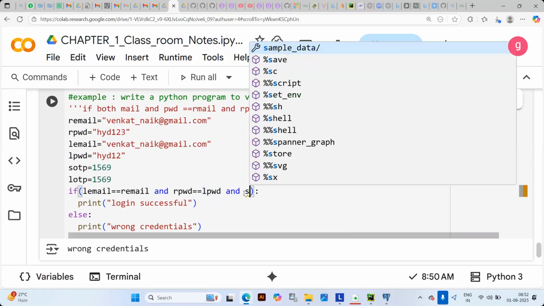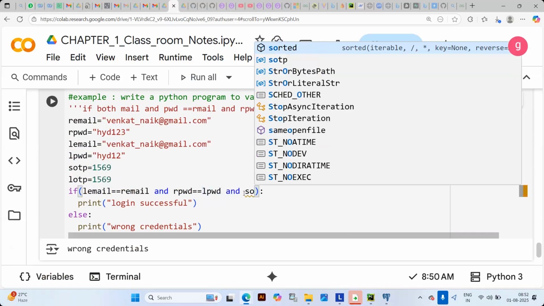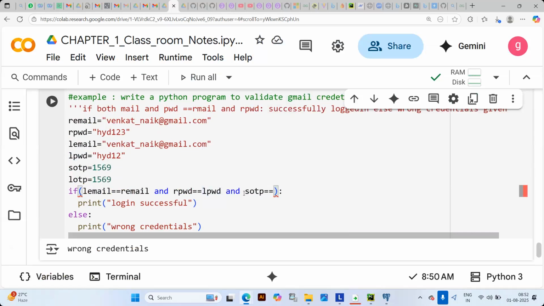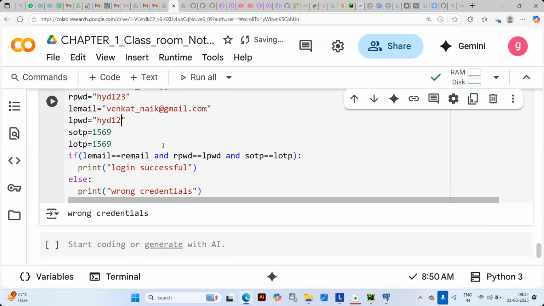Now I'll add one more logical AND operator: server OTP is equal to login OTP. If three conditions are true, then the login is successful. Otherwise, wrong credentials. Let's suppose we take all three as correct.